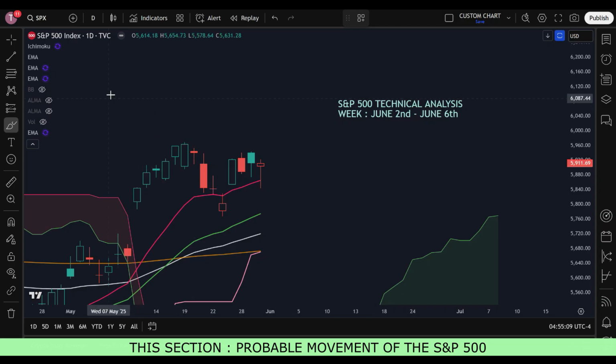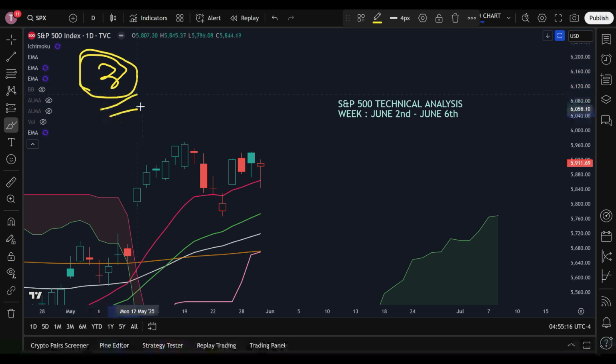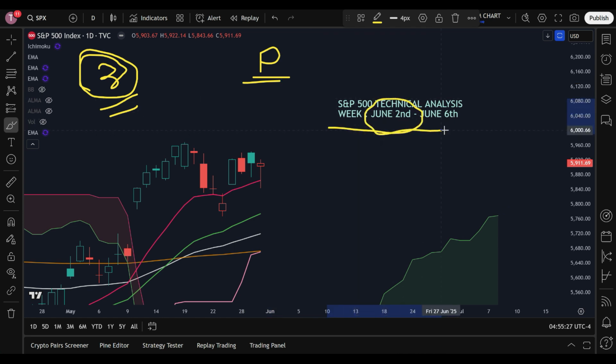Now guys, I am going to discuss the third and the last point of the agenda of this S&P 500 weekly technical analysis. And here I will give you the probable movement of the S&P 500, meaning what is going to happen in the S&P 500 from June 2nd, which is Monday, through June 6th, that will be Friday.